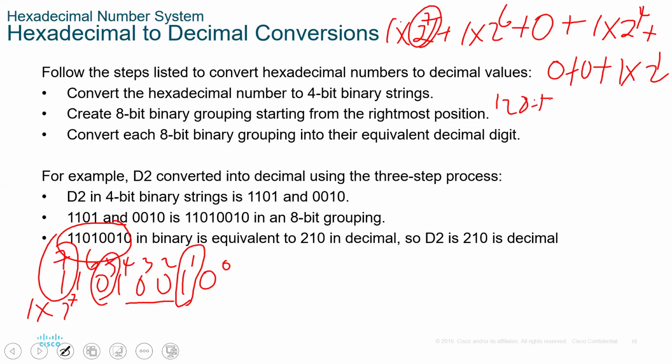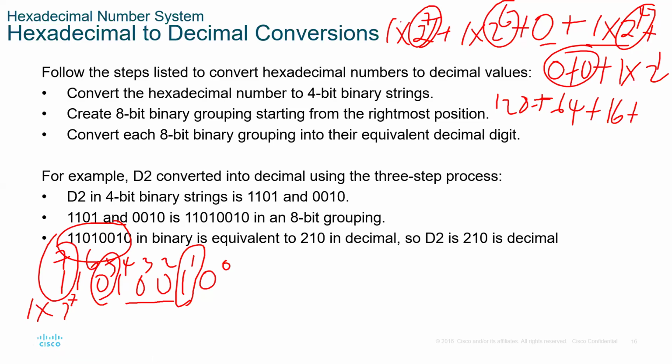Plus 2 raised to the power of 6 is what? 64. 64 times 1 is 64. So I will say 64 plus this one is 0. Then 2 raised to the power of 4 is what? 16. 16 times 1 is 16. Plus this one is 0. Then we come to this last one. 2 raised to the power of 1 is 2, times 1 is 2, I guess. All right. So let's add it.